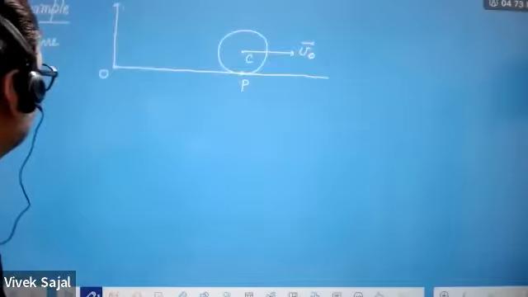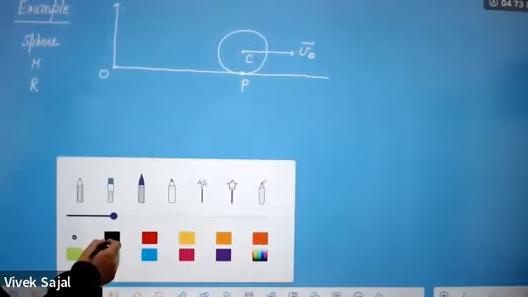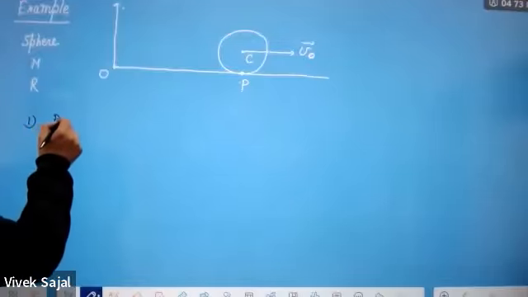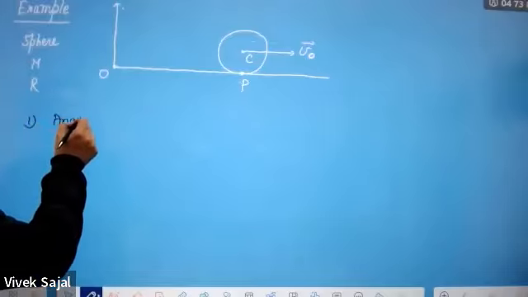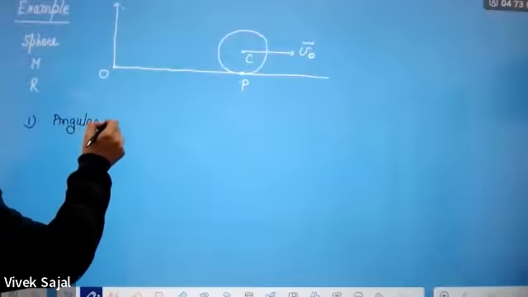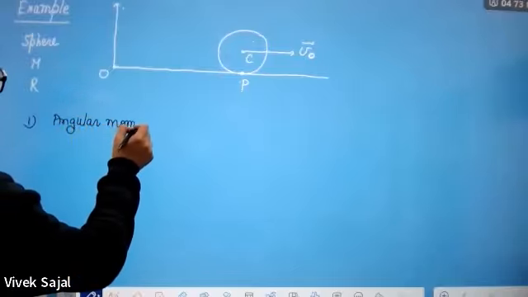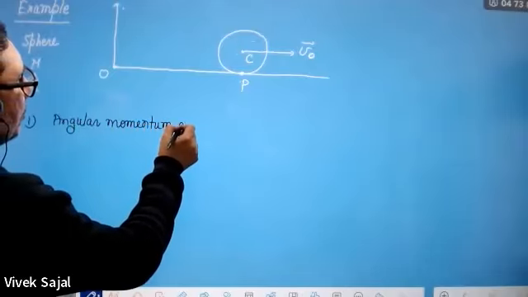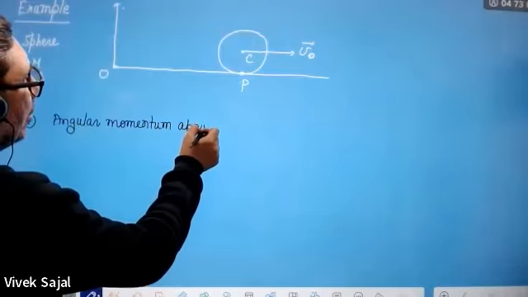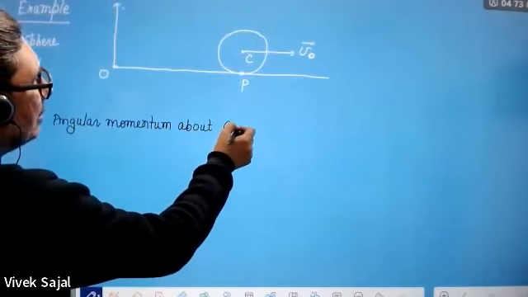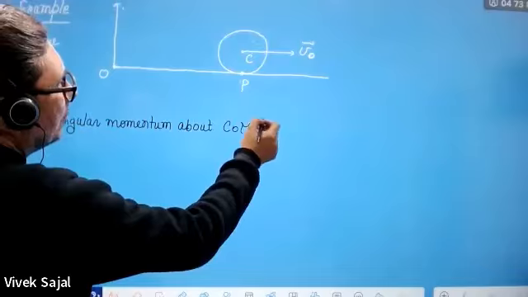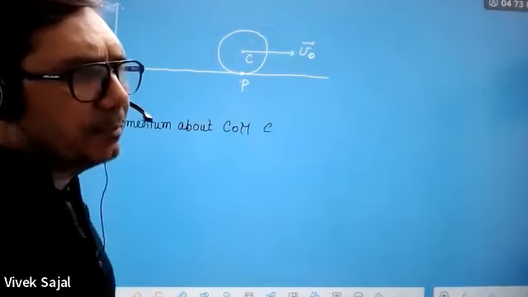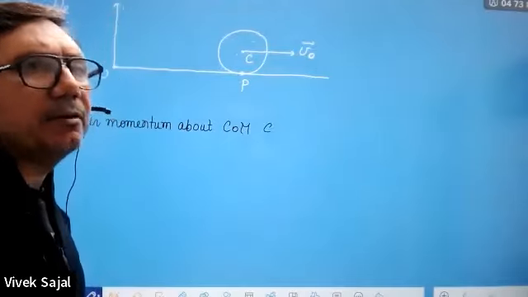So one by one, okay, one by one. First, angular momentum about the center of mass C. So what will it be? Simply I omega. It will be I omega.